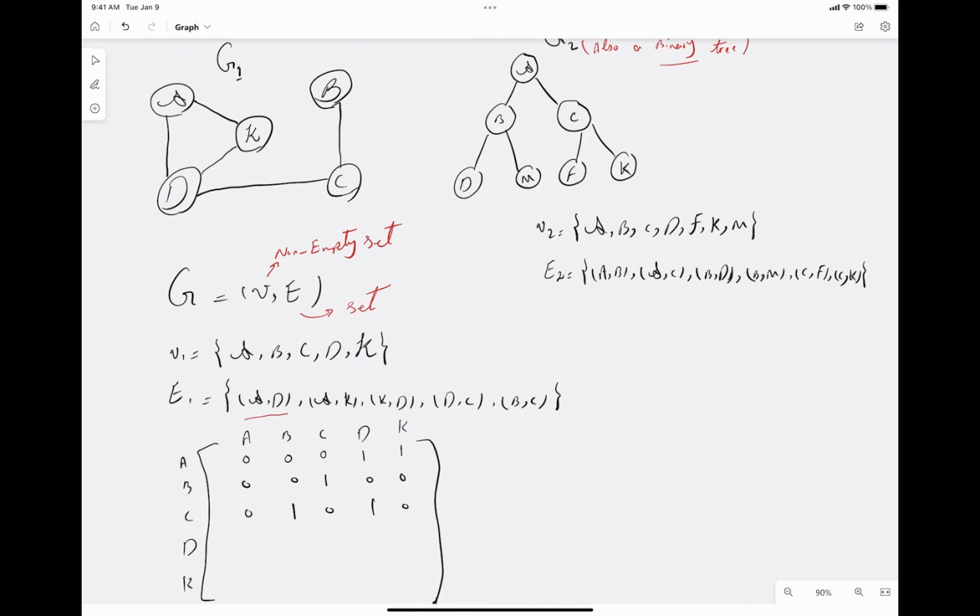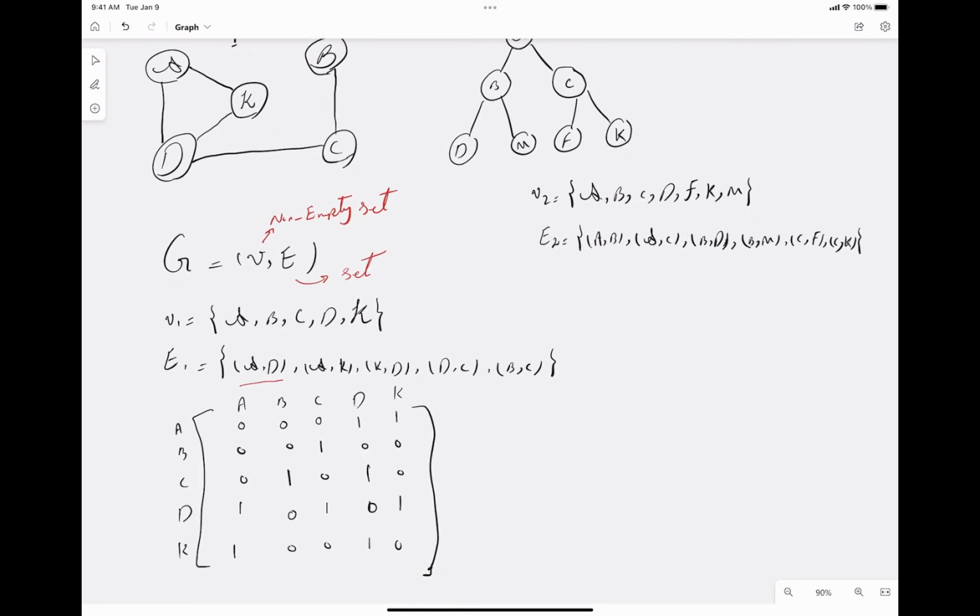The node D is connected to nodes C, K, and A, except node B. For node B it is 0, but for every other node it is 1, making sure that for the node D, except itself, it is going to be 1. The node K is connected to nodes A and D, so these are 1, and everything else is 0.